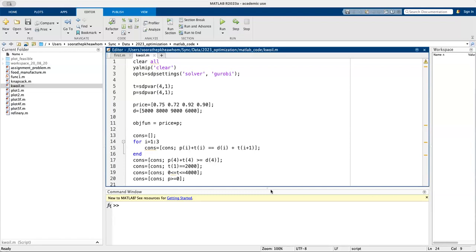Oh, that is customer demand. Line 8 is the price vector, and line 9 is the customer demand. The objective function is the price, which is a vector, times p. p is also a vector, 4 by 1. A matrix with one row or one column is a vector.